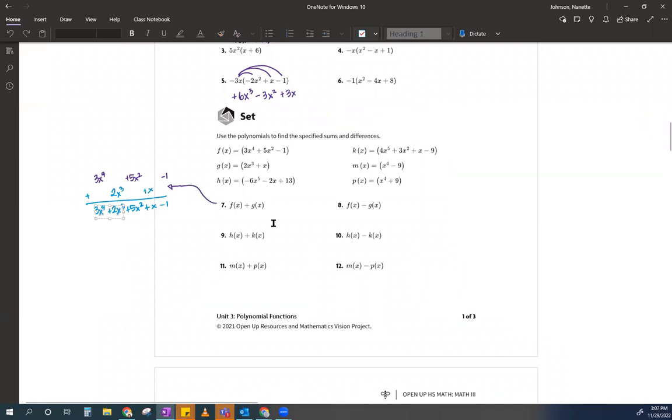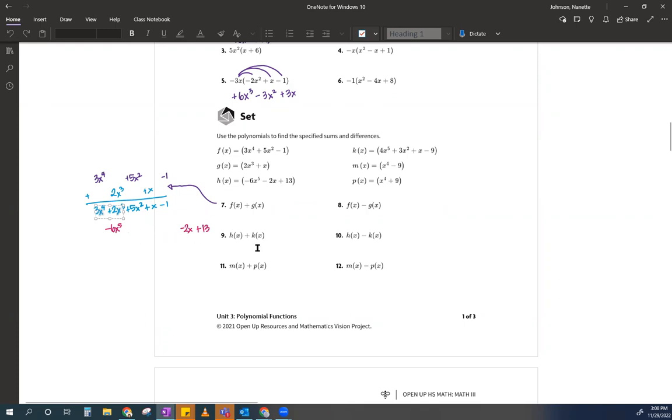Okay, so now that you're doing 9, it's h of x plus k of x. I'm going to write this out again, and again I'm going to leave some space everywhere because I want to make everybody line up. So negative 6x to the fifth. Notice I don't have a fourth, a third, or a squared term, so I'm going to leave some space and go minus 2x and plus 13. I specifically leave space as if there are little placeholders there.